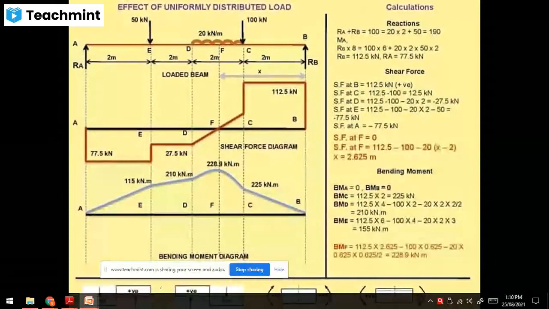Simply supported beam, two point loads, and one UDL. As I told, UDL is converted into a point load: that UDL multiplied by the span of the UDL. 20 into 2, that is 40 kilonewton. It is acting at a distance of 1 meter from point D.